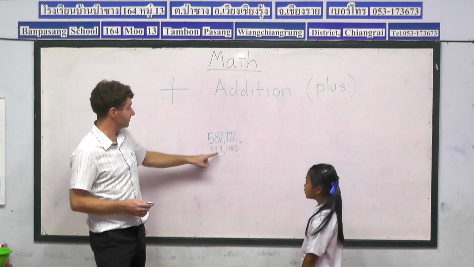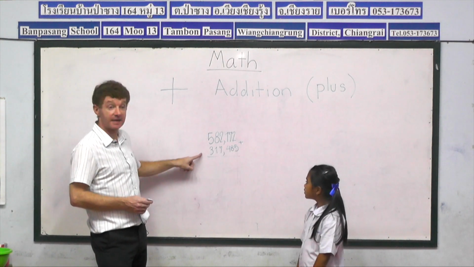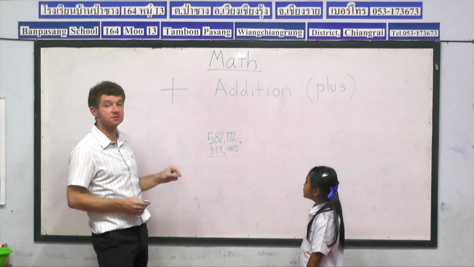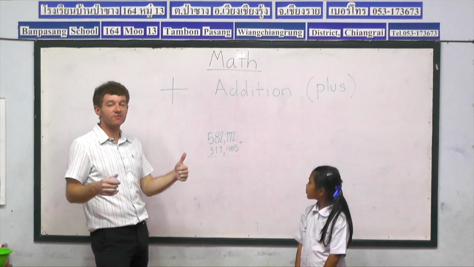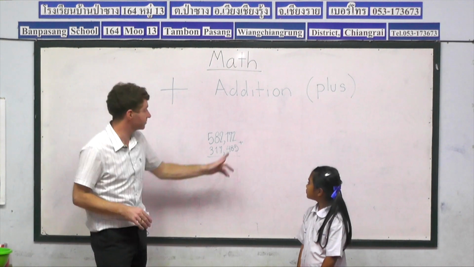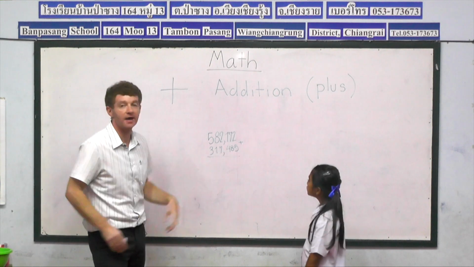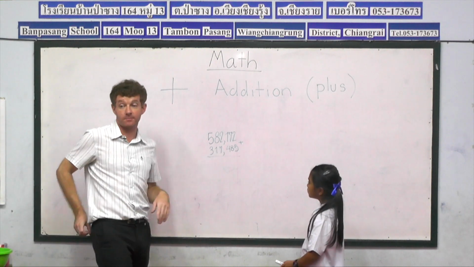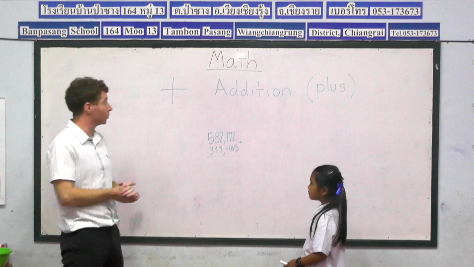The first thing we're going to do is check on the place value. So how many digits in this number? Six. How many digits in this number? So that's perfect. Both numbers have the same digits. So we can see each time we're adding the right numbers together. Now, over to Pak Boon to demonstrate.